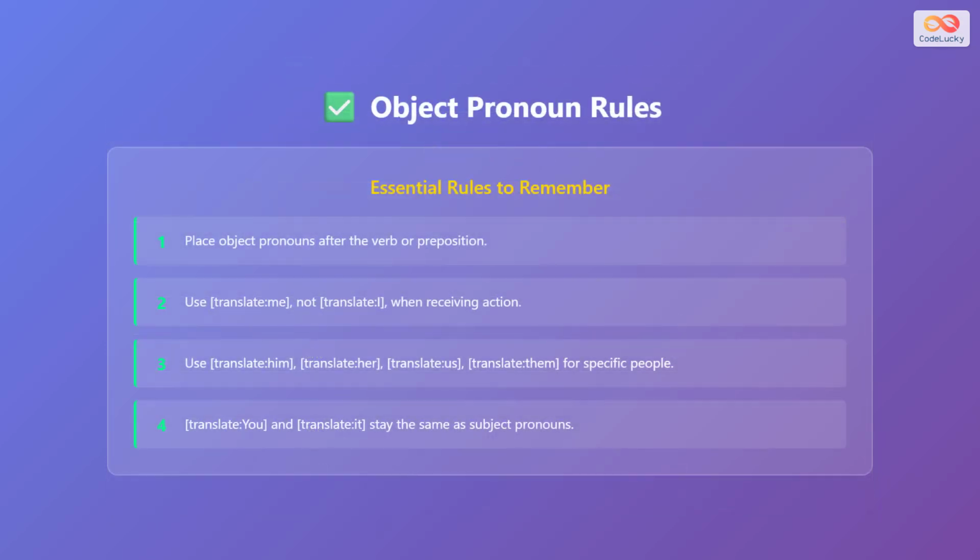Here are 4 essential rules to remember about object pronouns. First, place object pronouns after the verb or preposition. Second, use me, not I, when you are receiving the action. Third, use him, her, us, and them when referring to specific people. Fourth, remember that you and it stay the same whether they are subject pronouns or object pronouns.